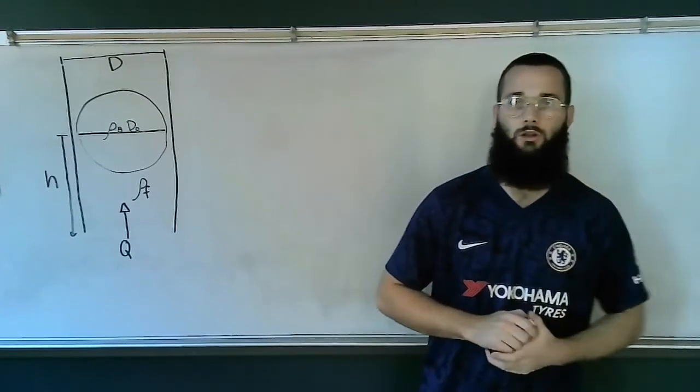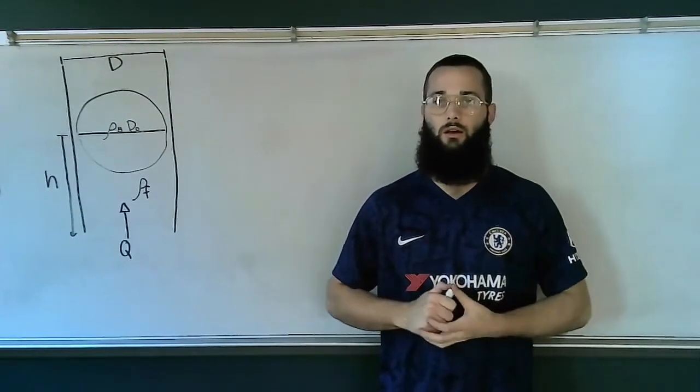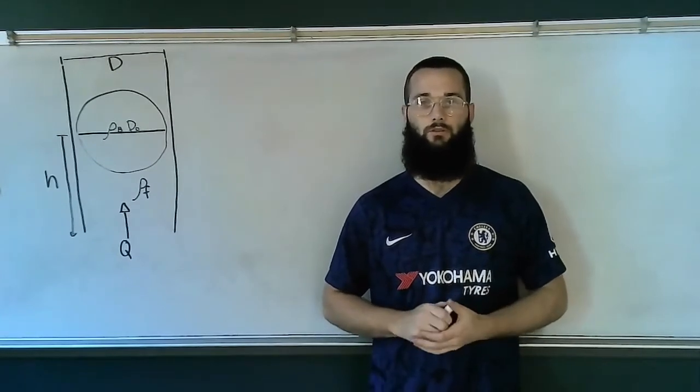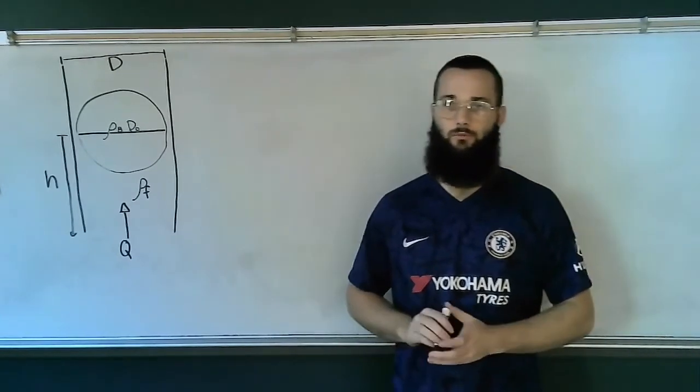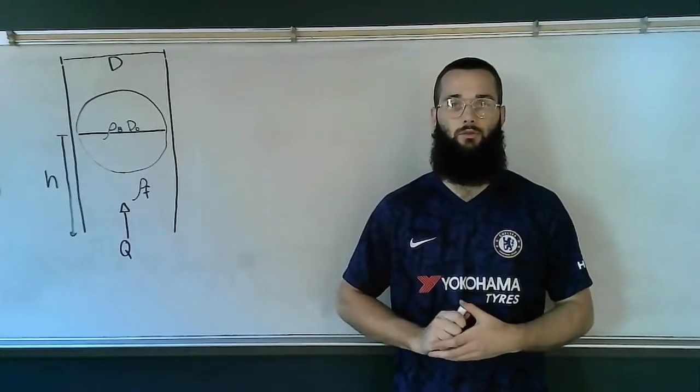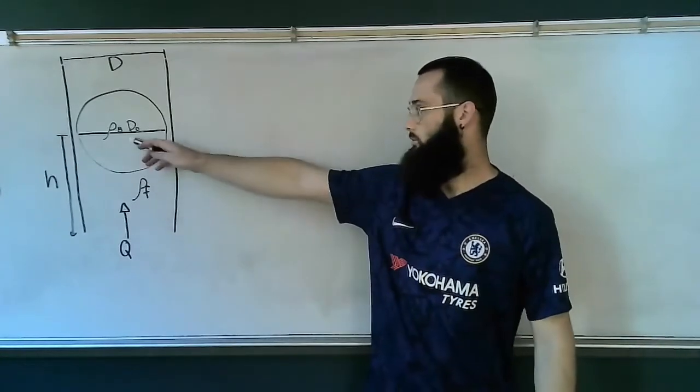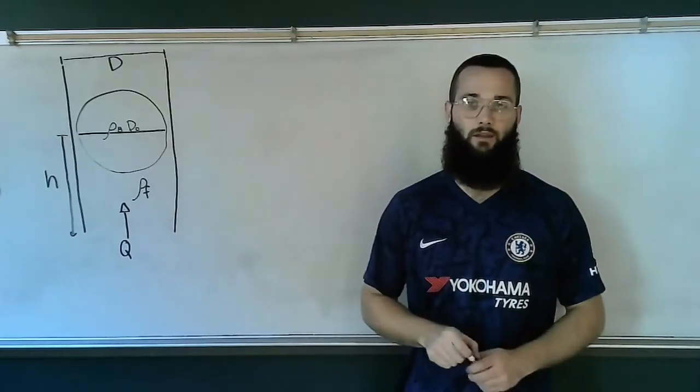So for our next topic, we'll be looking at flow meters or rotameters. Basically, a rotameter or flow meter is a device that is used to measure the volumetric flow rate of a fluid based on the height at which this ball rises at its steady state.